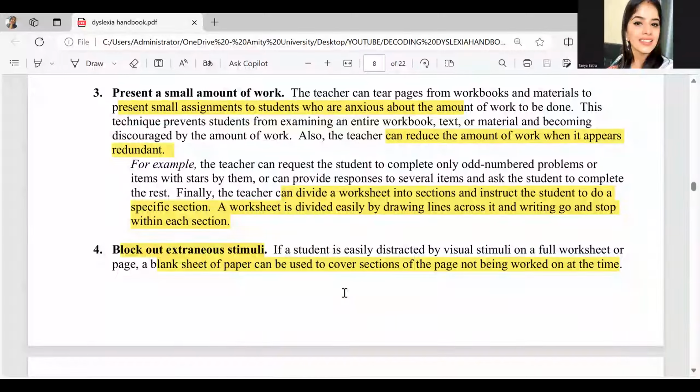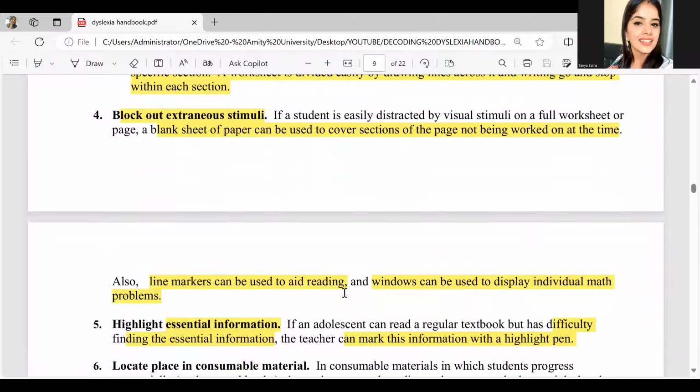Instruct the student to do a specific section. Like if there are so many questions, I have divided the questions into sections like A, B, C, D. I can encourage the child right now to only do section A. That's it. At home or in the next class, you can focus on section B. So this is how you divide the worksheet or the task into sections.